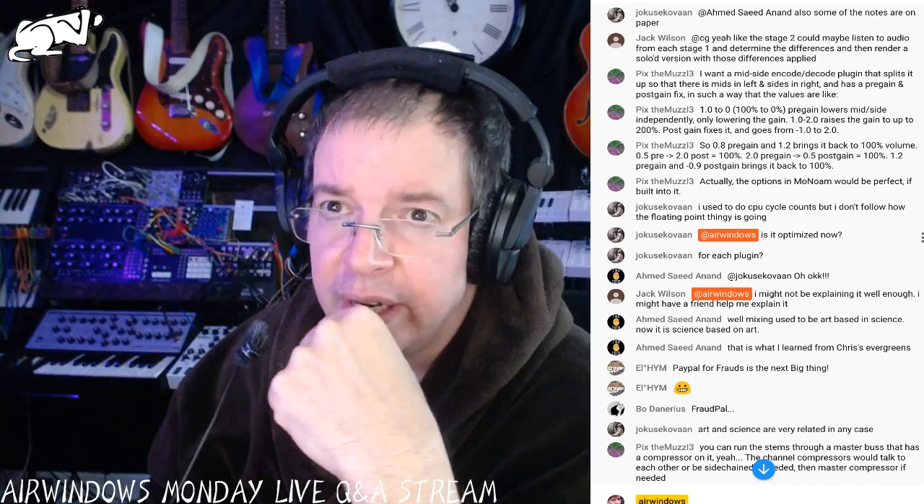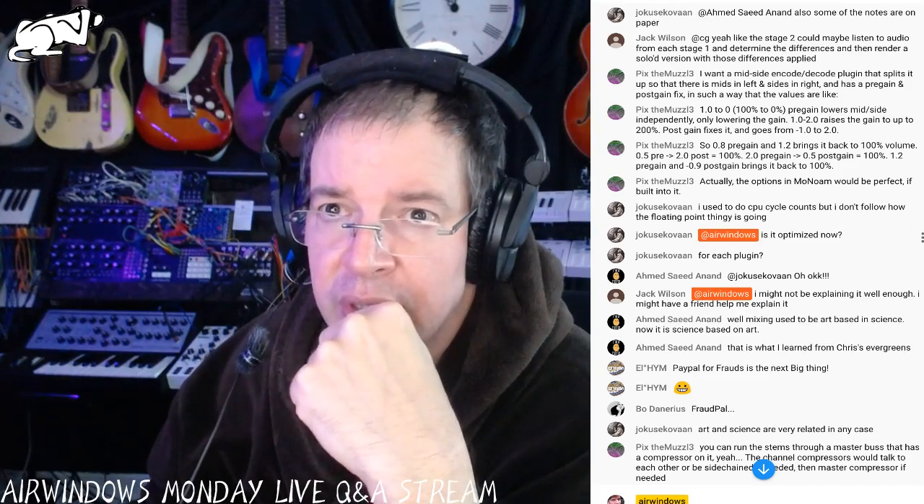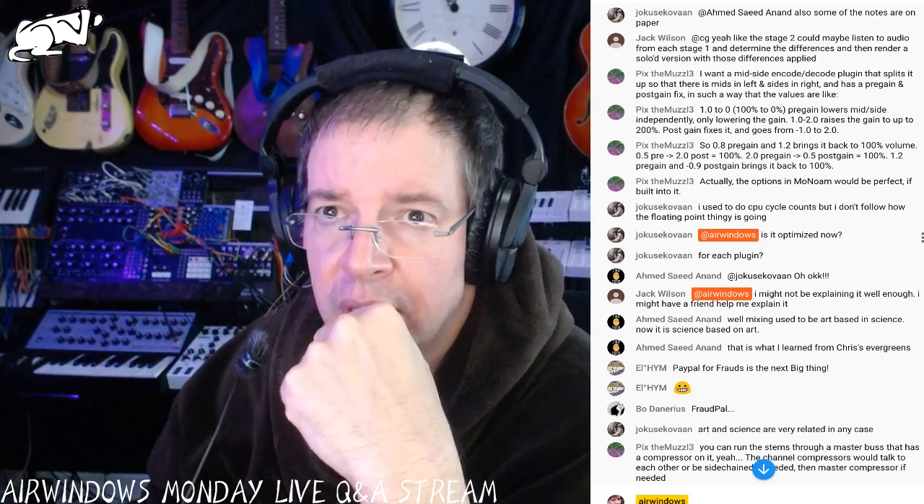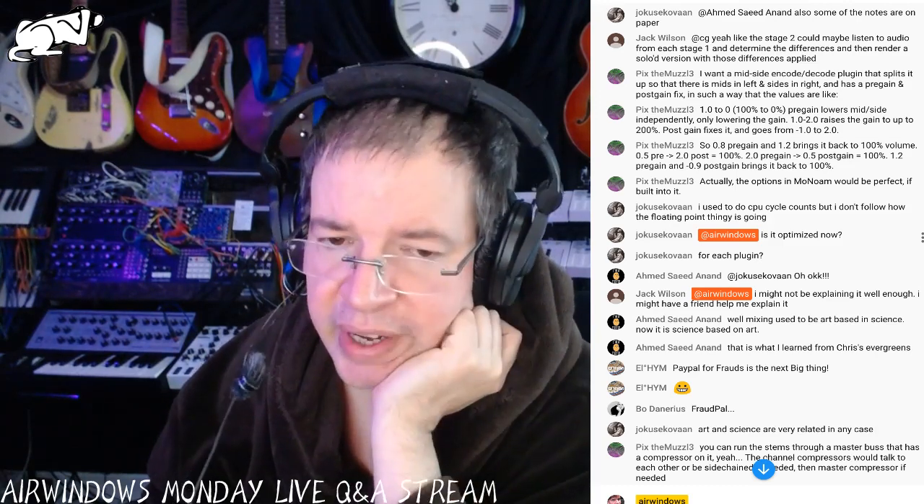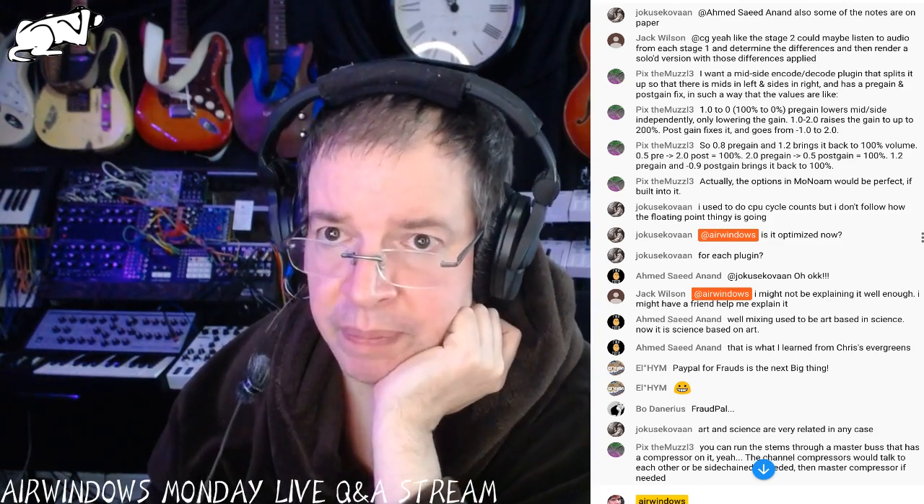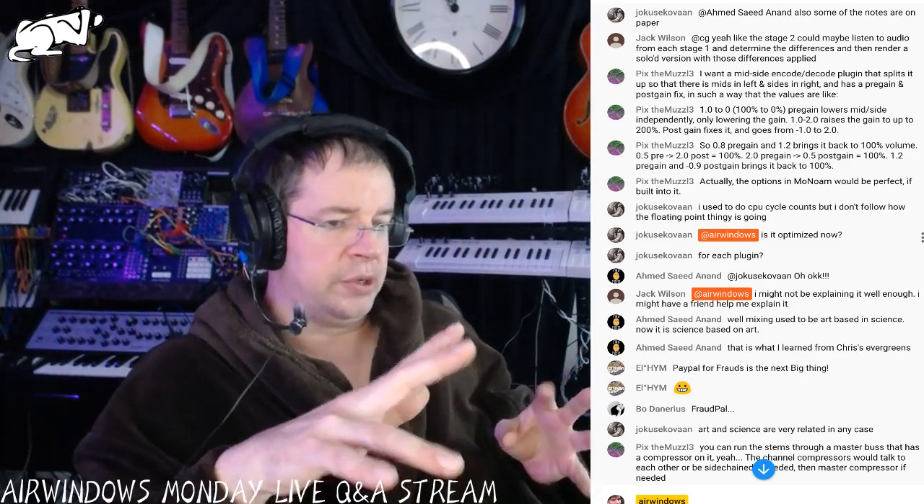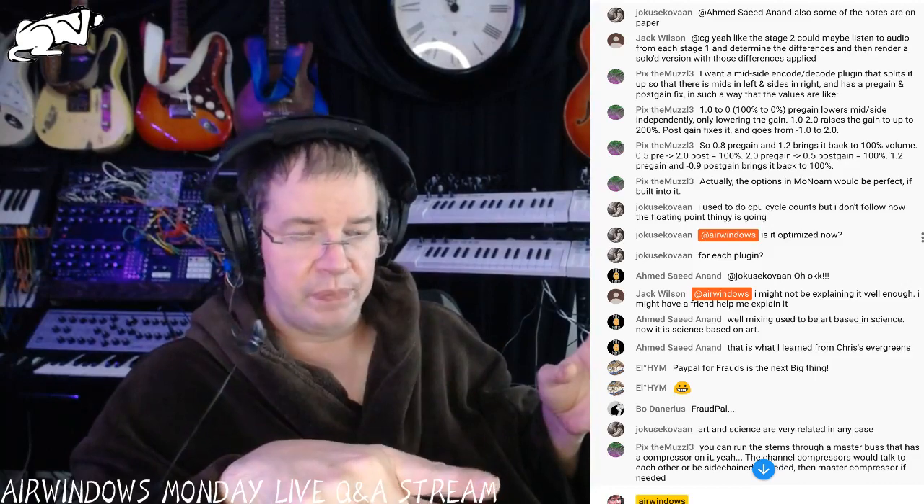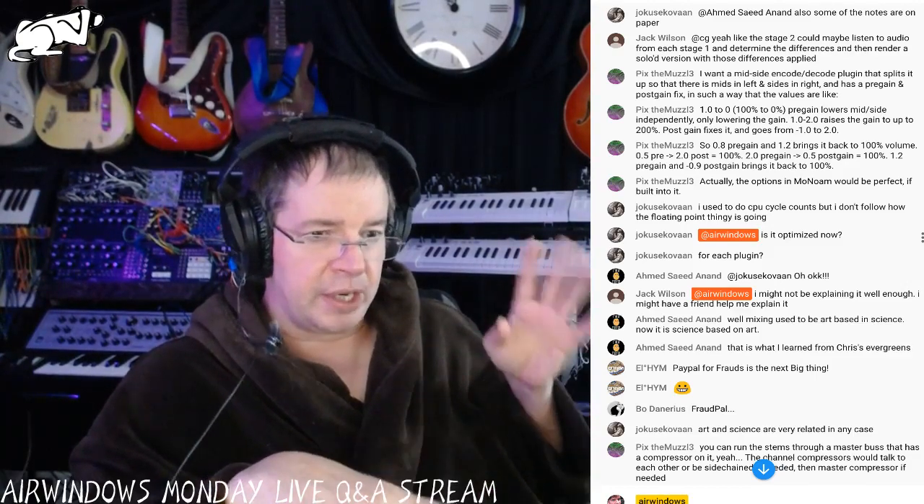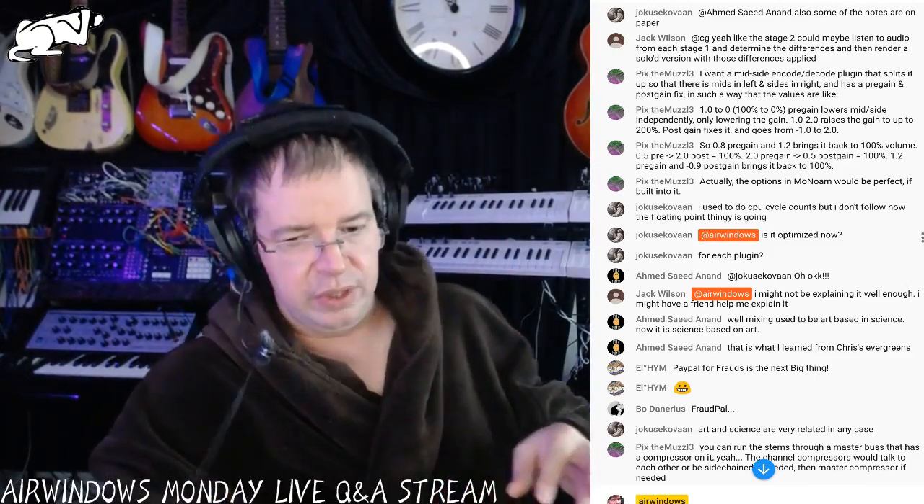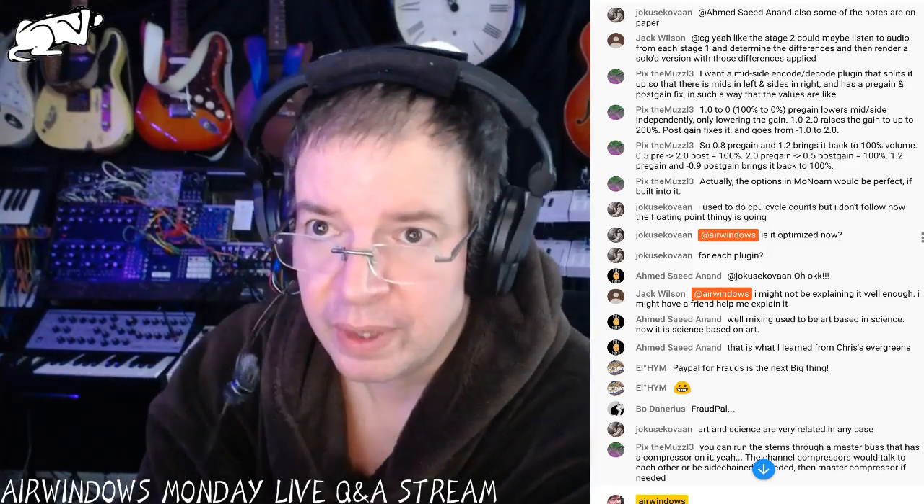The request would be like a mid-side encode-decode thing. Don't I already have that? Doesn't Edisdim do that? Edisdim converts stereo into mid in one channel and side in the other. And then mid-side converts back. So I already have made that plugin.